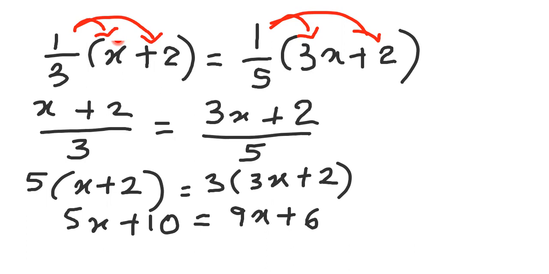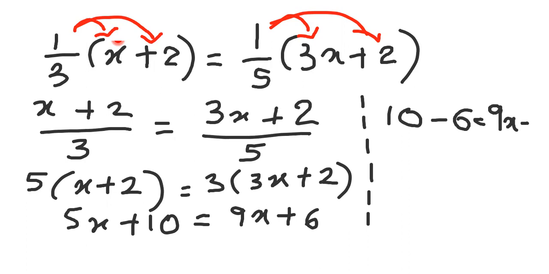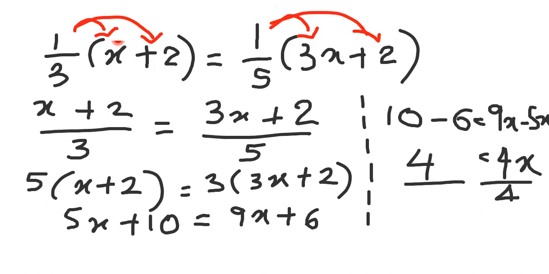Now take the like terms. I can keep 10 on this side and carry the 6 as a negative number. I can keep 9x over there and carry the 5x as a negative number. So 9 minus 5, I am getting 4x. 10 minus 6 is 4. When I divide both sides by 4, I get x is equal to 1. That is what you get for x.